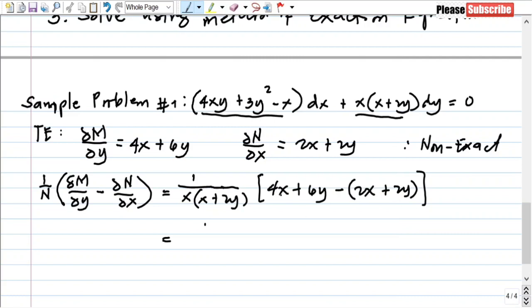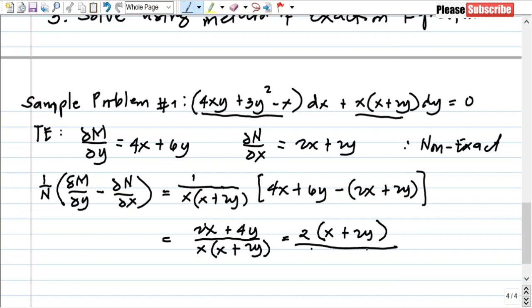Simplify natin. Let's try to simplify. So, 4x, minus to magiging 2x na lang. Diba? So, 2x. And then, ito, plus, magma-minus din to. So, that will be plus 4y over x and then x plus 2y. Okay? Now, factor out natin, yung ilalabas natin yung 2 dito. Anong method nga yun? Factoring by GCF. So, 2 over x and, write natin para mas madali yung maintindihan, 2 and then, ano natira dito? x plus, ito dito sa 4, meron 2y over x, sorry, x plus 2y.